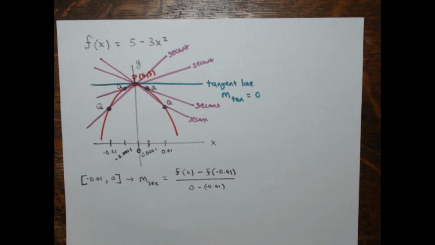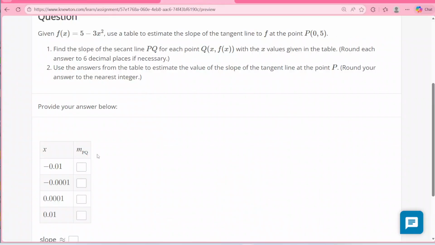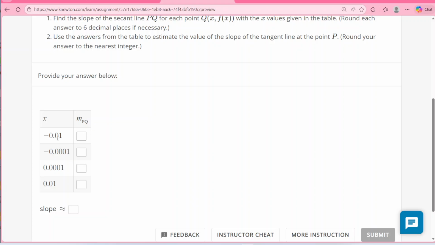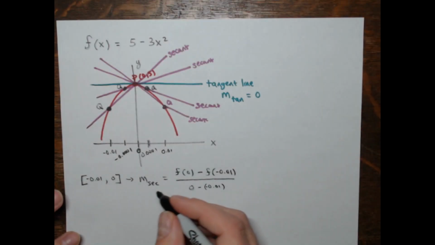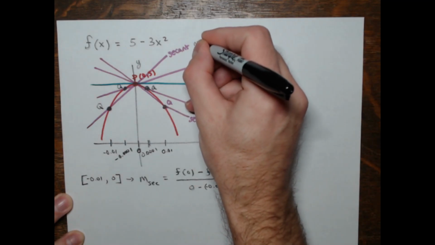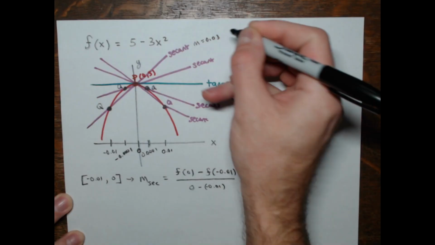And that's what I'm going to be entering in the table. Because again, they want the slope of PQ, the slope of these secant lines. So when x is negative 0.01 to 0, the slope of that line was positive 0.03. And I don't need to go to 6 decimal places for that. All right, it stops at 0.03. But if it went beyond 6 decimal places, I would round it to 6 decimal places. That's what they're asking for these slopes. All right, so I'm going to do the same thing. So again, this slope is 0.03.